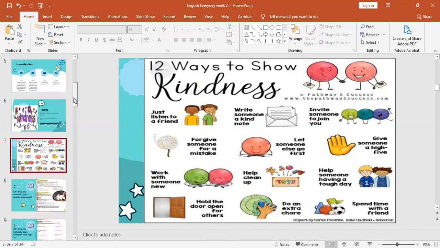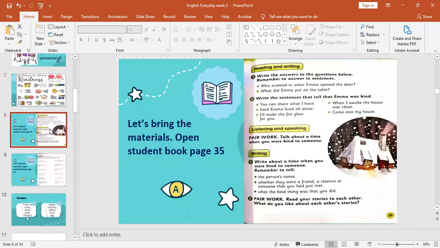So that being said, let's go into the material for today. Remember, we talked about using the student book. Kindly open page 35 of the student book. Now here, let's talk about it. The first one says, write the answers to the questions below. Remember to answer in sentences, right?